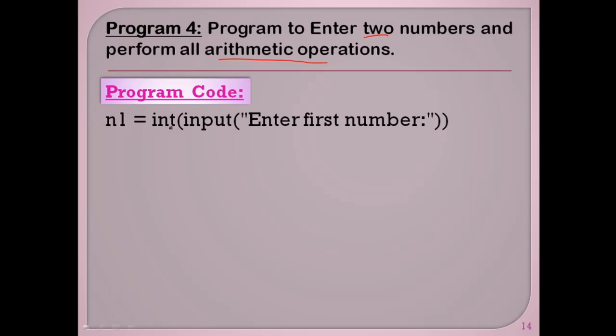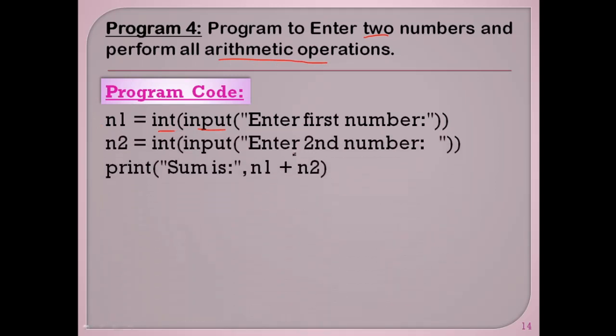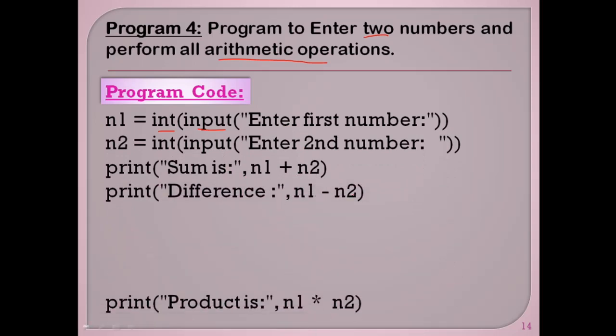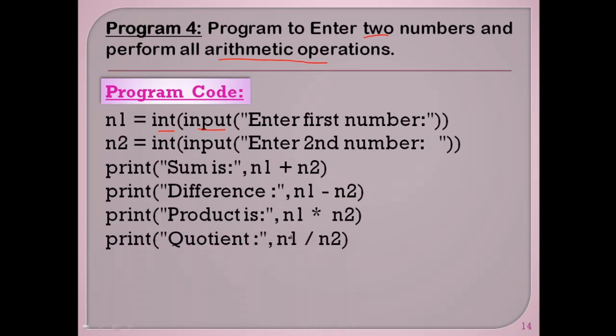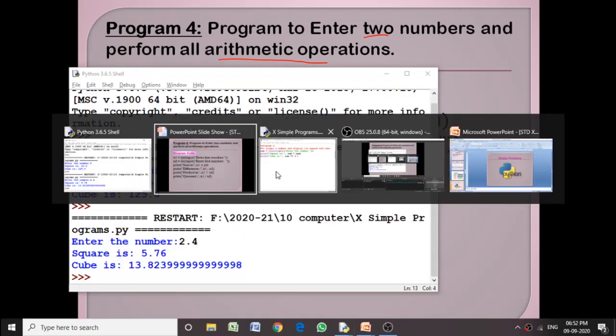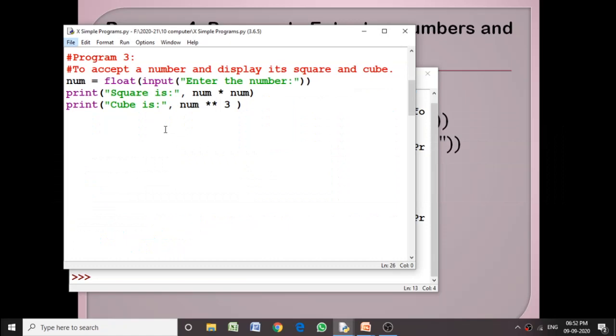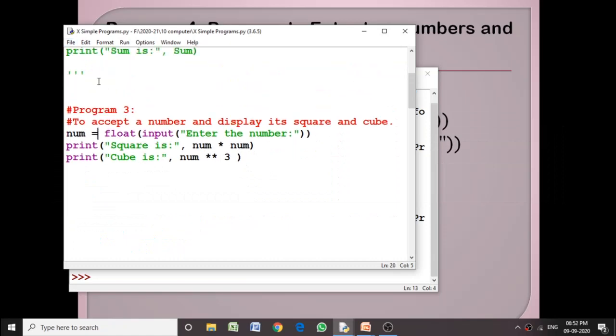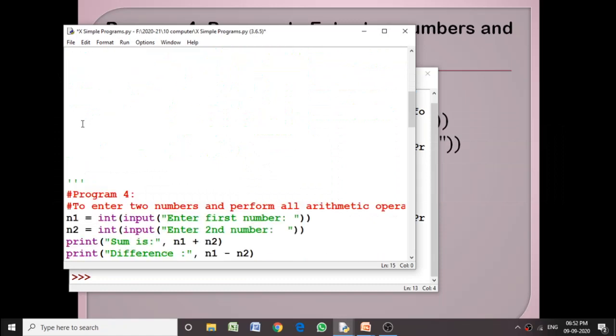In the first statement we are inputting an integer input, enter the first number, n2 is equal to enter the second number. Print sum is n1 plus n2, difference n1 minus n2, product n1 into n2, and quotient n1 by n2. We are performing all the arithmetic operations in the print statement itself, and the output will be displayed. I will show the output. I am commenting the previous program.